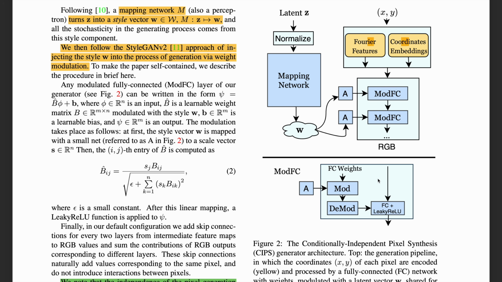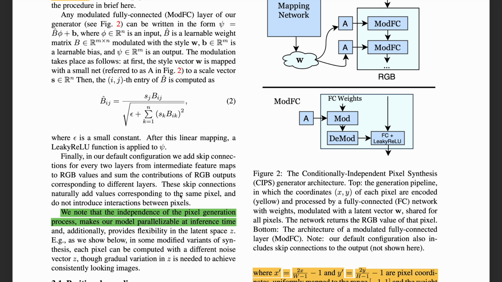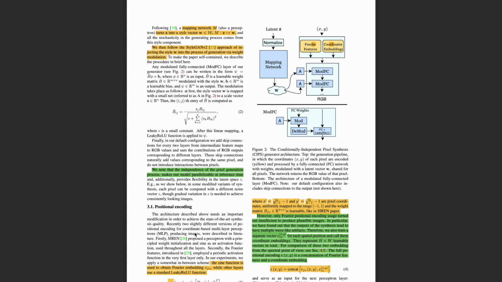Now, if we dive into the architecture a bit more, it's inspired from StyleGAN v2. You have a mapping network M that maps the latent z into a style vector. Again, it does that for each pixel independently. Again, that's what I just mentioned. Heavily parallelizable at inference time.